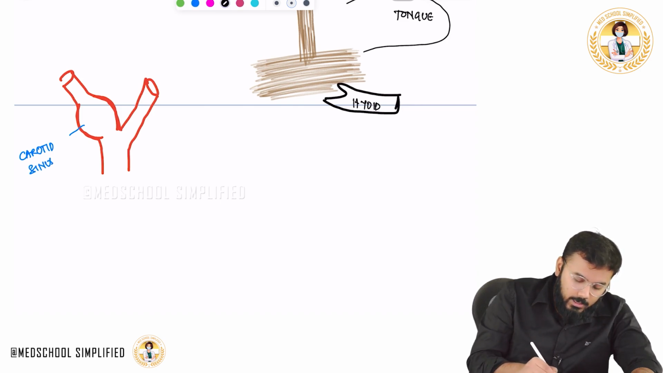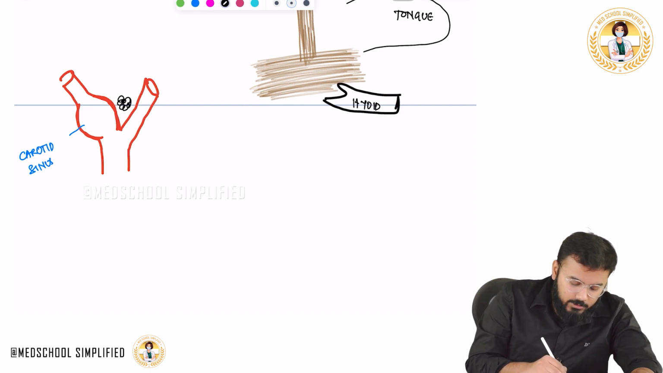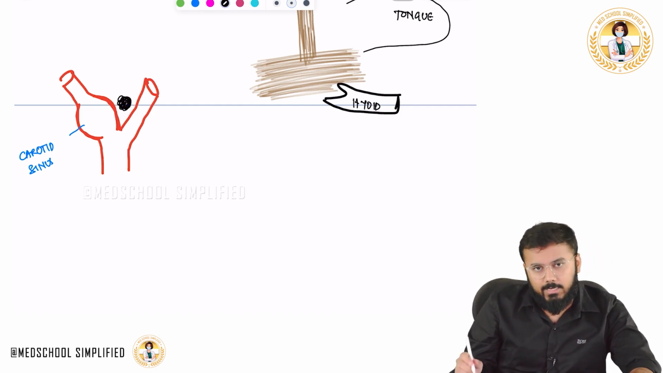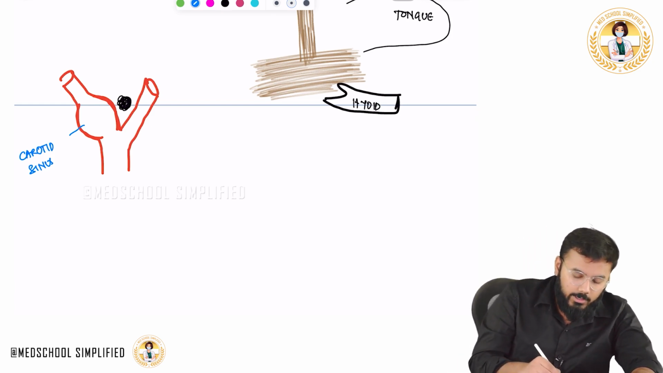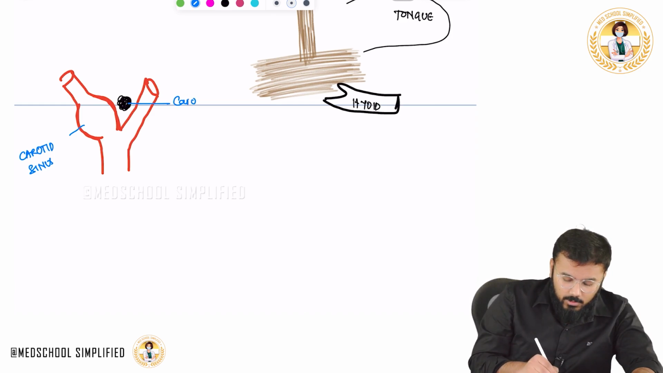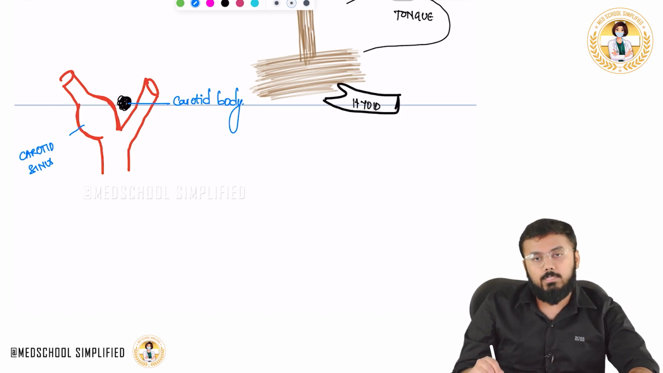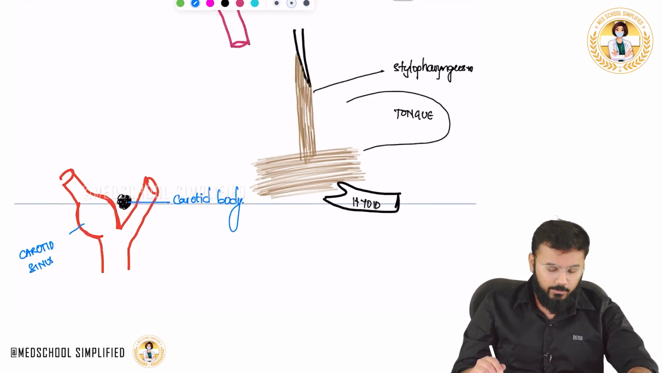Carotid sinus. And this particular structure which is located in between the two structures, I mean the internal and external carotid, this one over here is your carotid body. So one is your carotid sinus, another one is your carotid body.